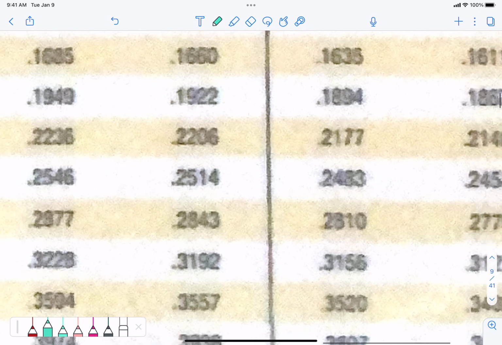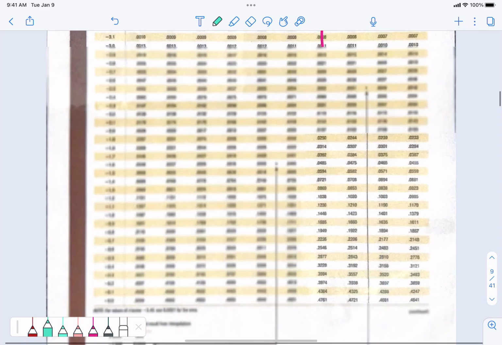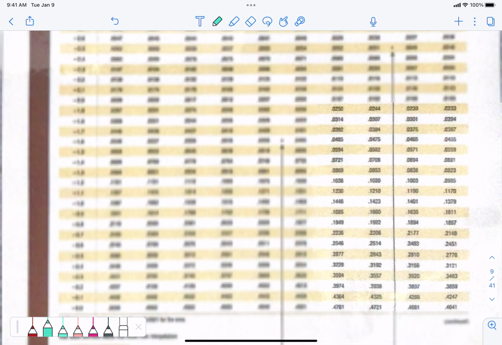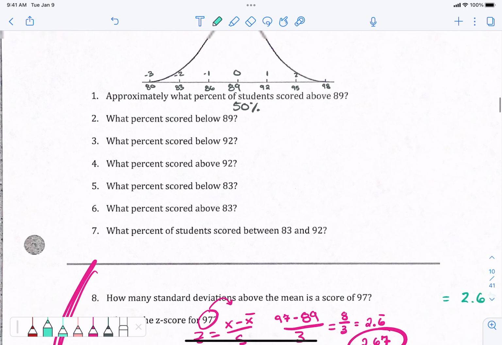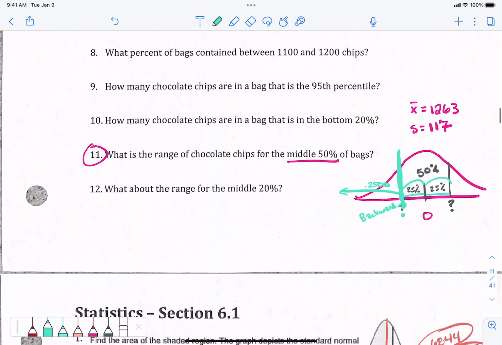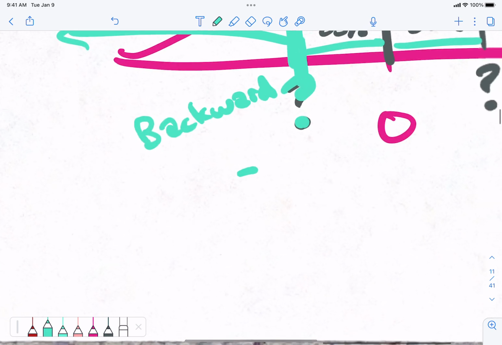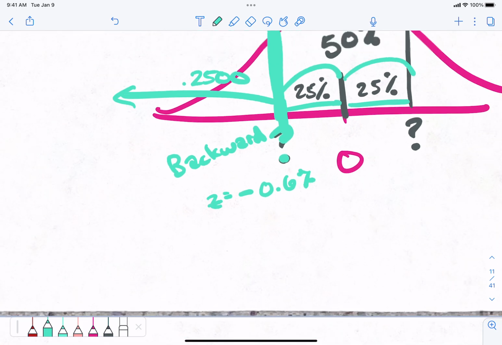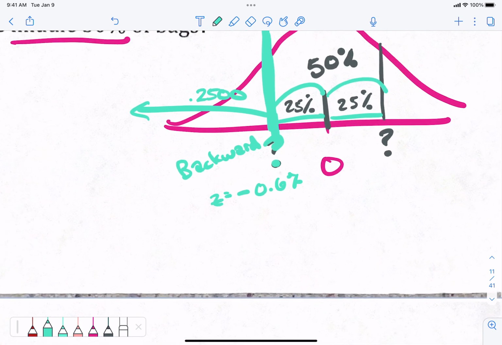Is 0.2514 the closer one? Yep, this one. Negative 0.67. You go by the closest one. So this Z-score is negative 0.67. What's the other one going to be? Positive 0.67. So those are my two Z-scores for that amount.